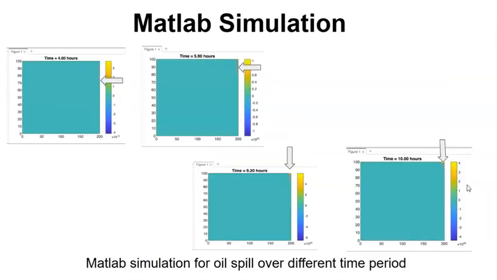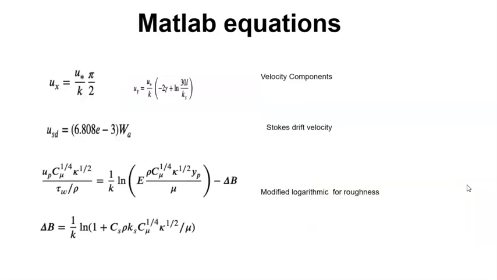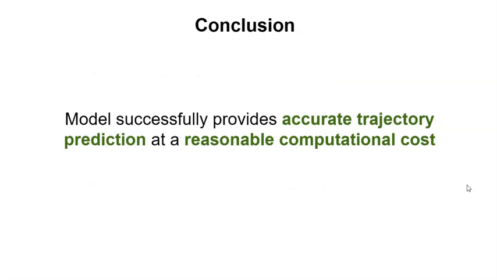And this is the MATLAB simulation which I performed for the oil spill over different time periods. And this video link is provided in the description below. And these are the MATLAB equations which I've used for the velocity components in the X and Y directions, or the Stokes drift, and for the velocity at the inlet, and these are the modified logarithm for the roughness which I've used for the graphs. And yeah, this is the conclusion of the project.